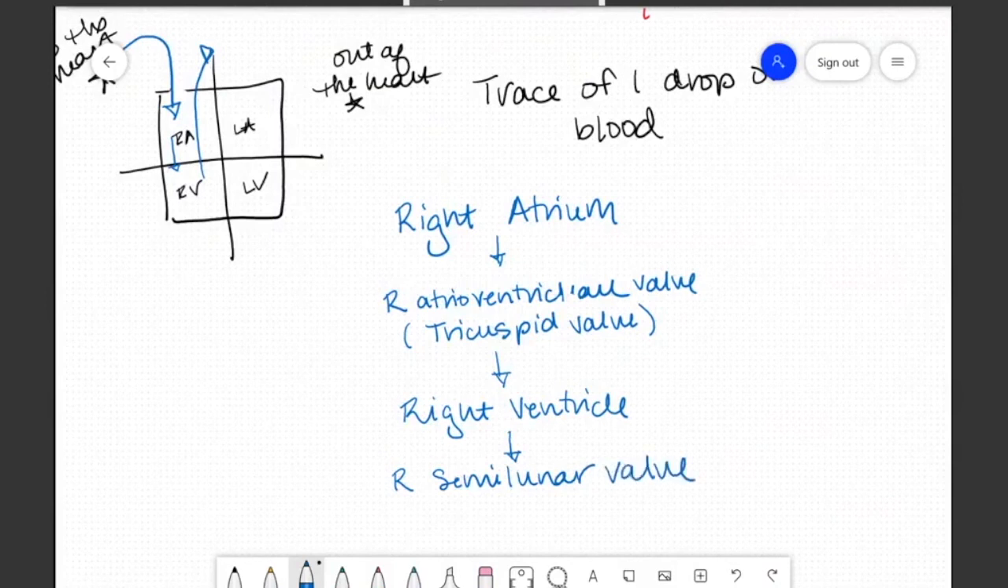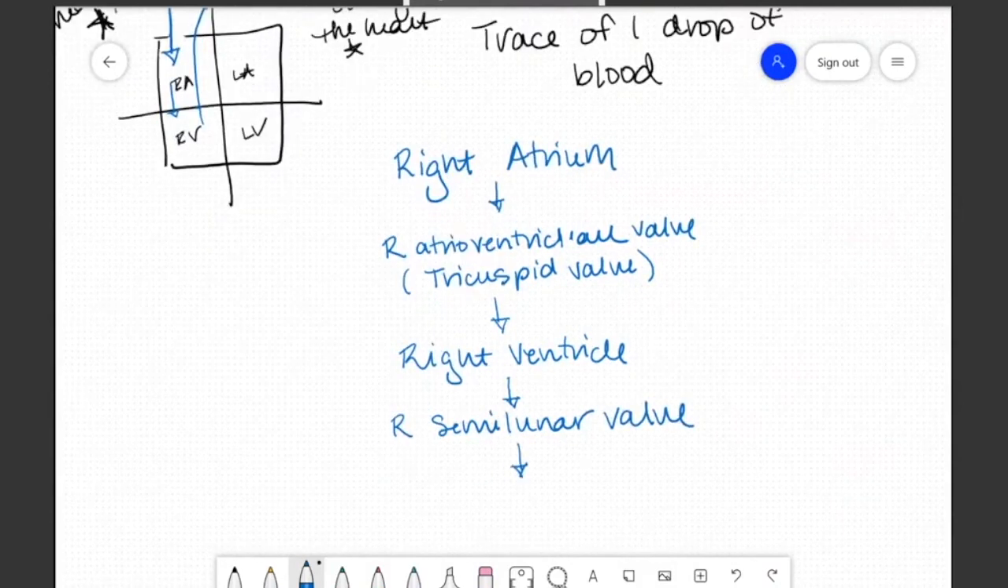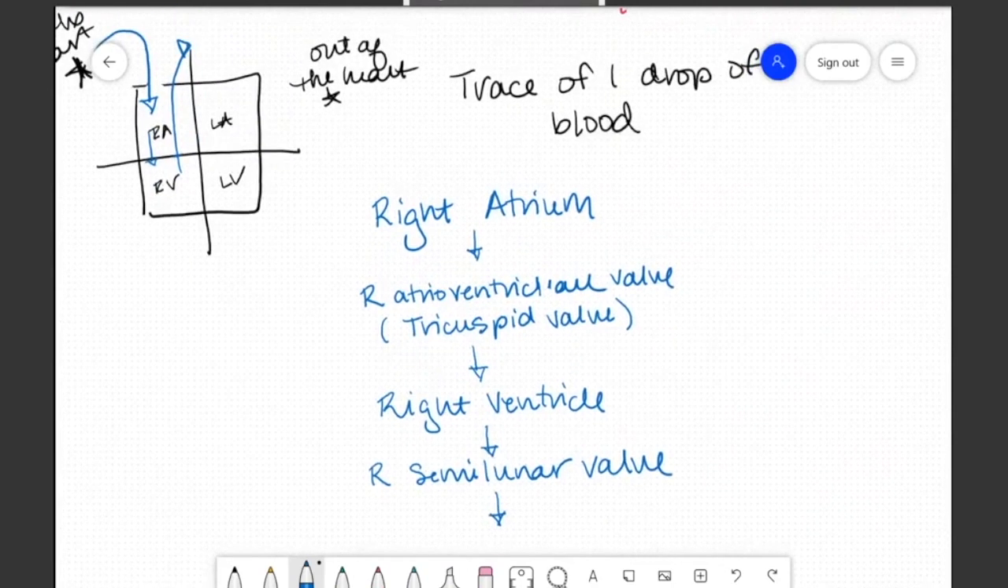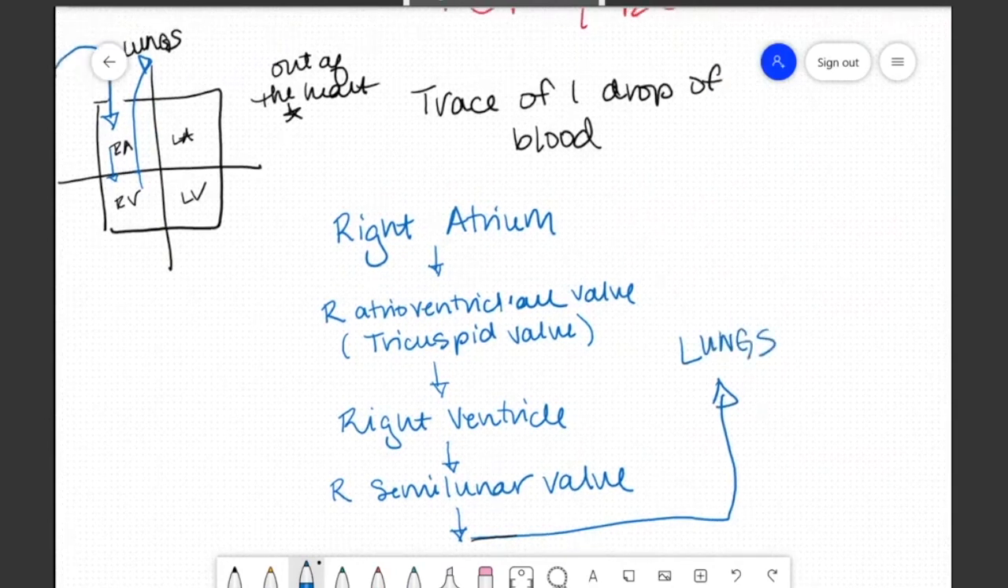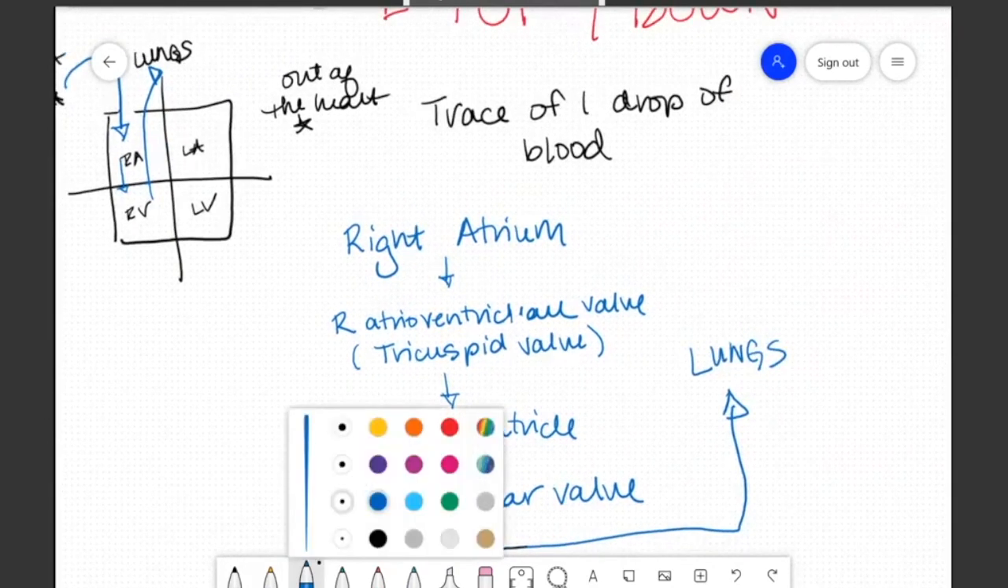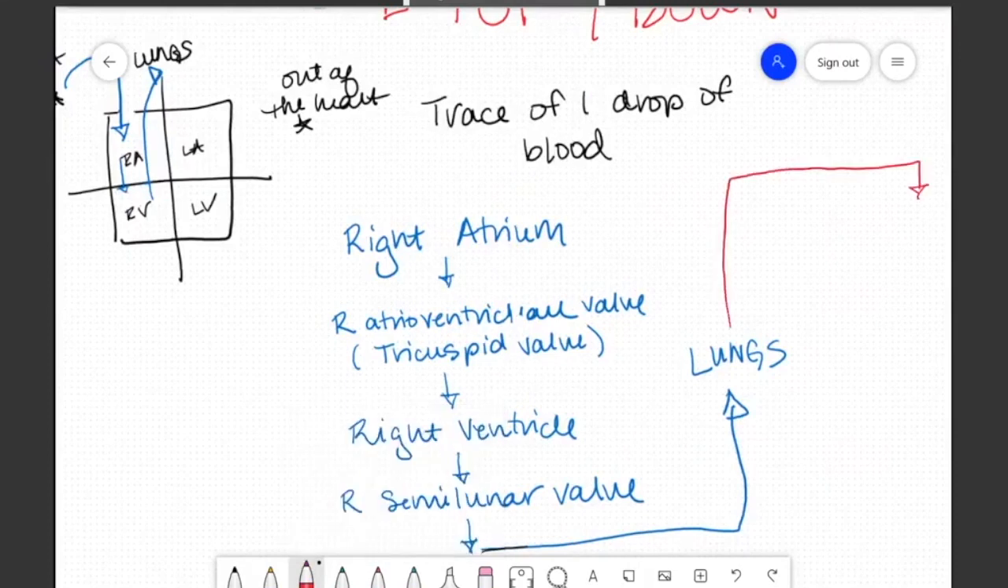And that right semilunar valve is going to leave the heart, right? So that's what we've got right here. At this point, it's going to the lungs. Remember that. So we're going to have this path continue. It's going to go to the lungs. And then from the lungs, we are going to go through oxygenated blood, switched to oxygenated blood, and it's going to come back. And now we're going to come into the heart. So when we do this way, the blood is coming into the left side of the heart. Remember what kind of circulation this is. That will go through the left atrium.